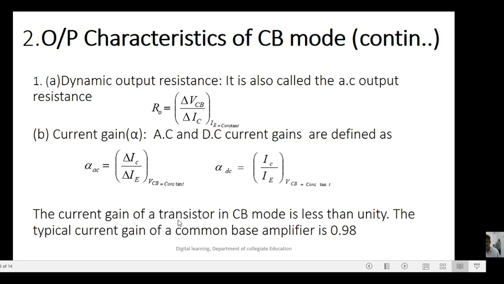The current gain of a transistor in CB mode is less than unity. The typical current gain of a common base amplifier is 0.98.